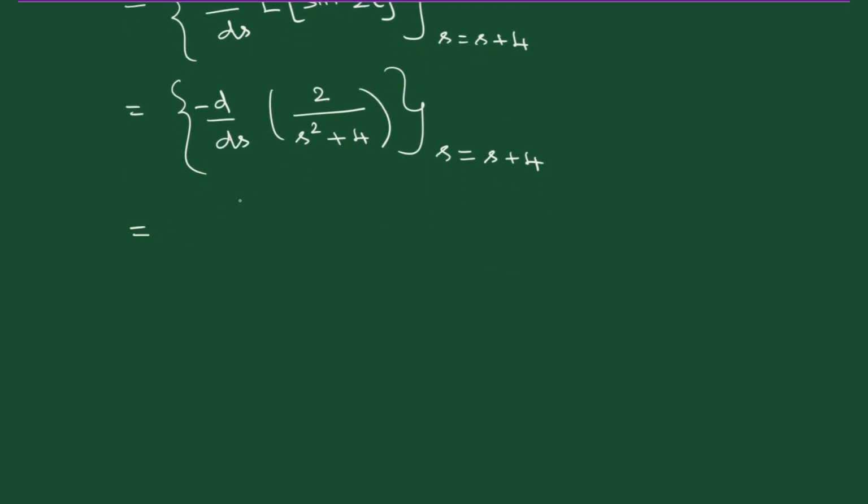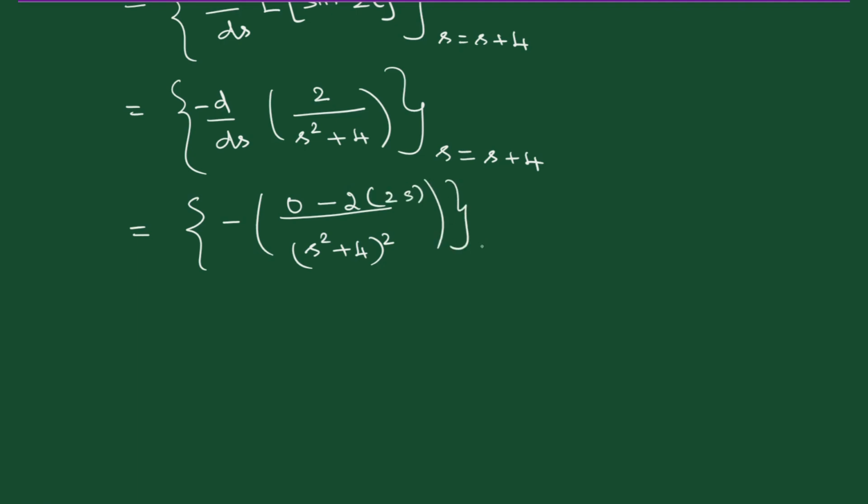So here first let us differentiate it. So here minus is common. Differentiating it, denominator becomes s square plus 4 whole square, and then here in the numerator, if you differentiate numerator, it becomes 0 minus, again here 2 into 2s. Close the bracket, s is replaced as s plus 4, right? Actually here you have to remember the formula u by v dash. So u by v dash is what? V square, and then here v into u dash minus u into v dash.